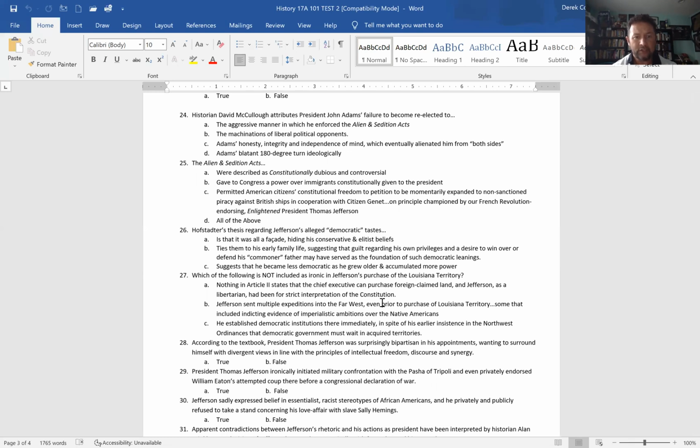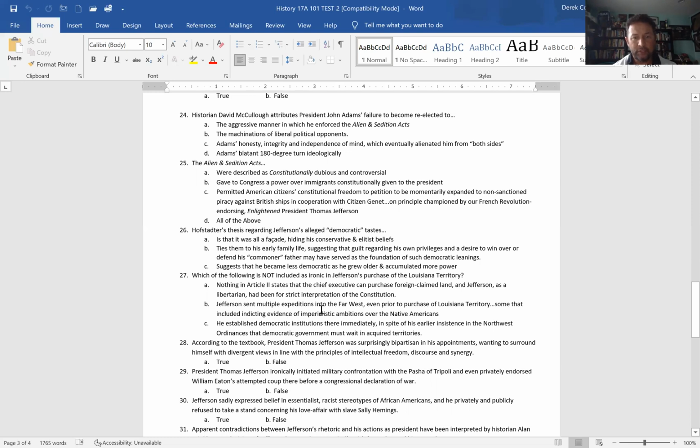Which of the following is not included as ironic in Jefferson's purchase of the Louisiana Territory? You find that in the last number on his contradictions, right? And in there, let's see here, nothing in Article 2 states that the chief executive can purchase foreign claimed land. And Jefferson, as a libertarian, had been for strict interpretation of the Constitution. That is true, right? And he purchased the land anyway.